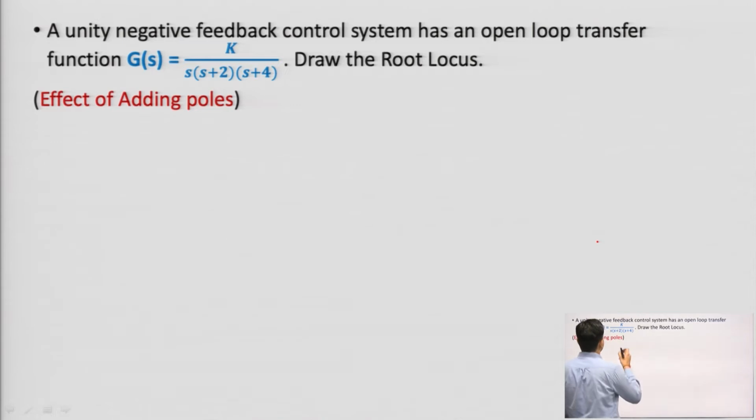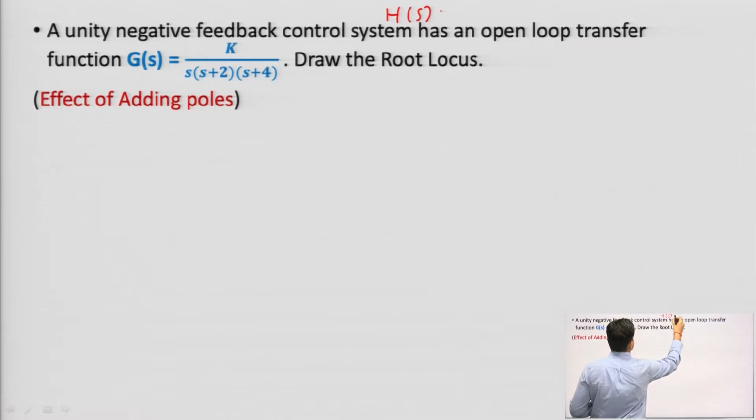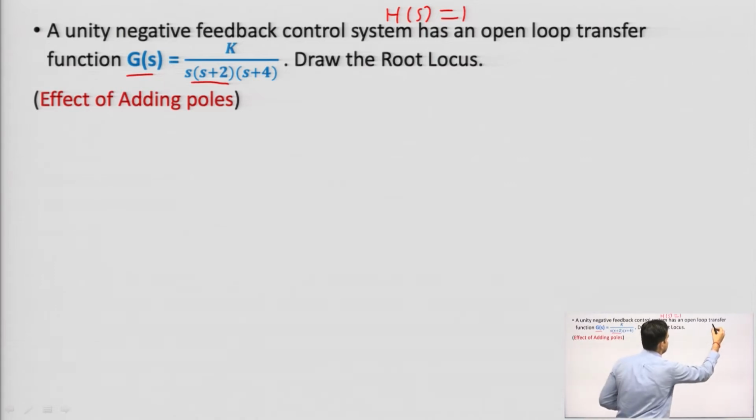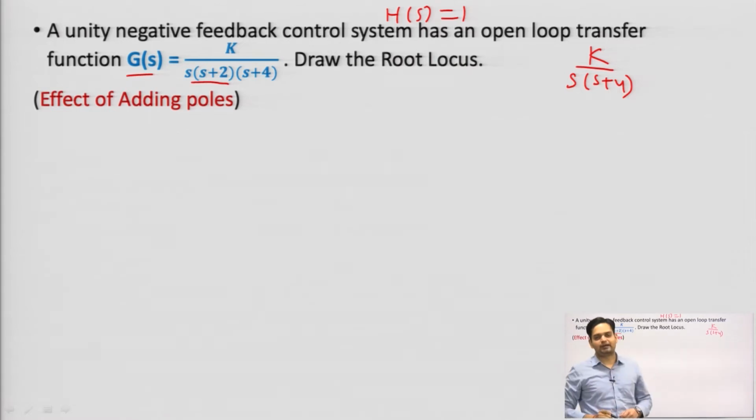Here a unity negative feedback system is given, which means H(s) is equal to 1, and this is our transfer function G(s) equal to k over s(s+2)(s+4). So we are adding this extra pole in our transfer function. In the last lecture we discussed the root locus of k over (s+4). Now, today we are adding one pole at the location of -2, and we would like to see what would be its impact on the root locus.